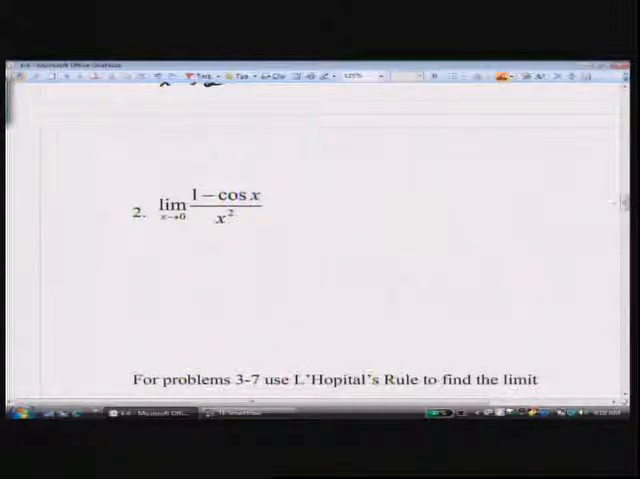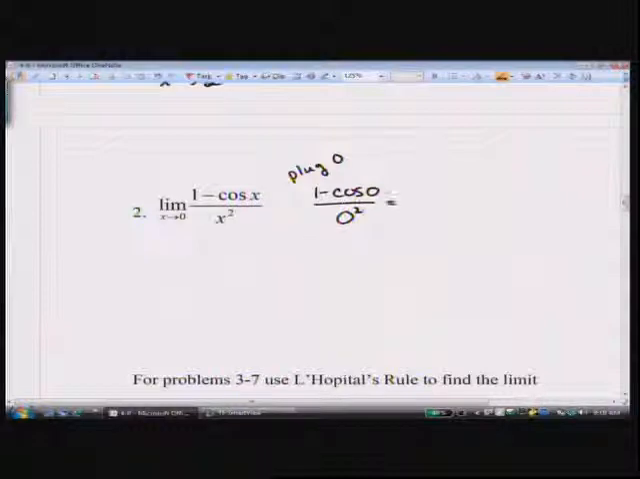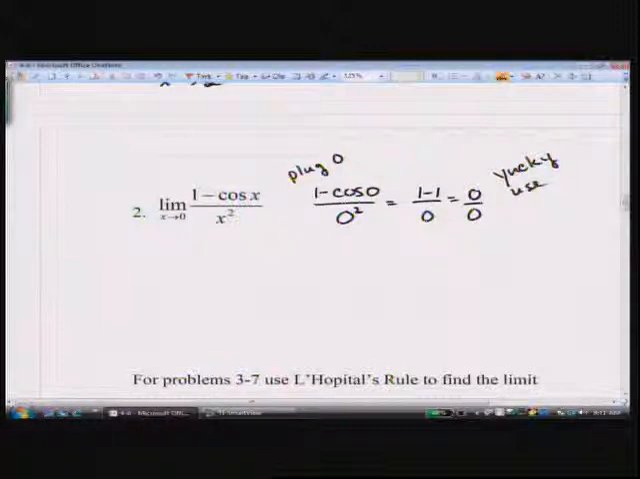All right, so let's try, what do we need to do first? Well, before you can apply L'Hopital's rule, you need to plug in and make sure that it is in an indeterminate form. You have to have either 0 over 0 or infinity over infinity to use L'Hopital's rule. Okay, so when we plug in, we're going to have 1 minus the cosine of 0 over 0 squared. The cosine of 0 is 1, so this is 0 over 0, right? So this is yucky. So we can use L'Hop or L'Hopital, okay?